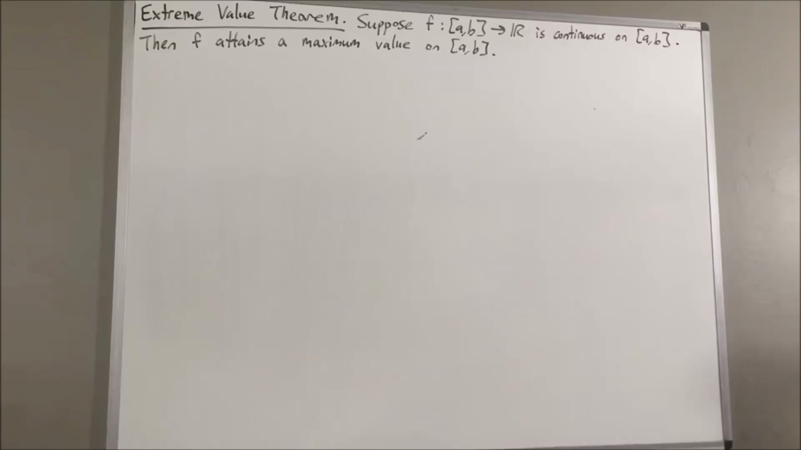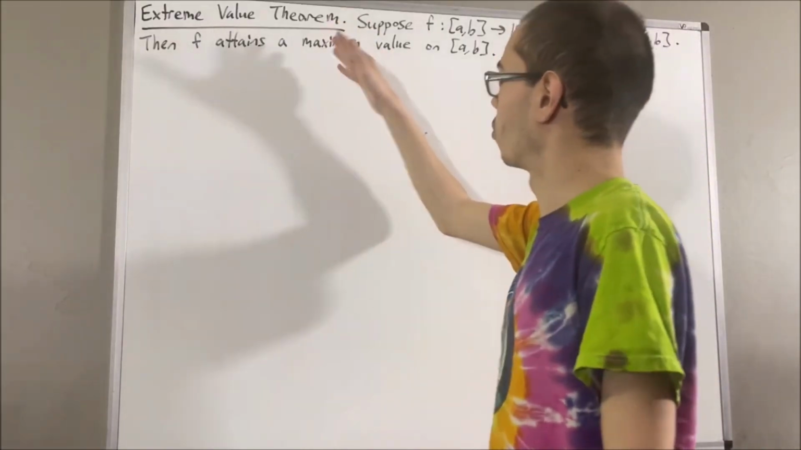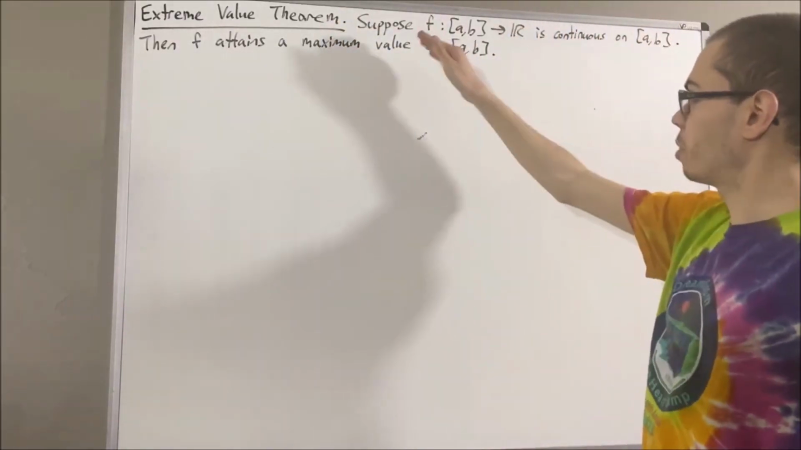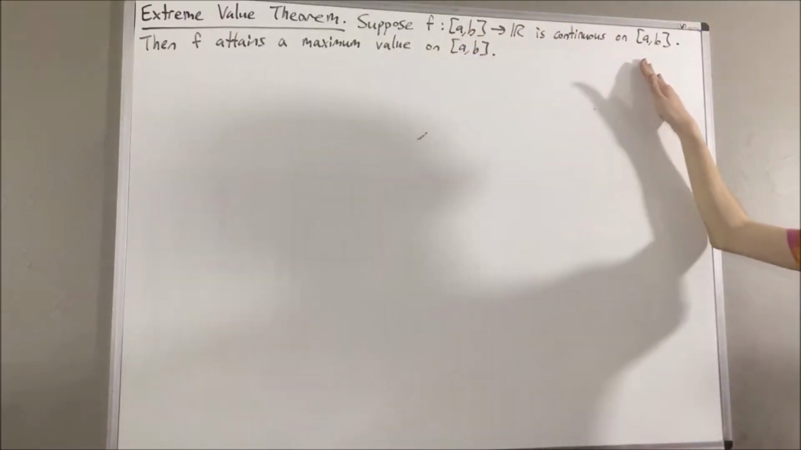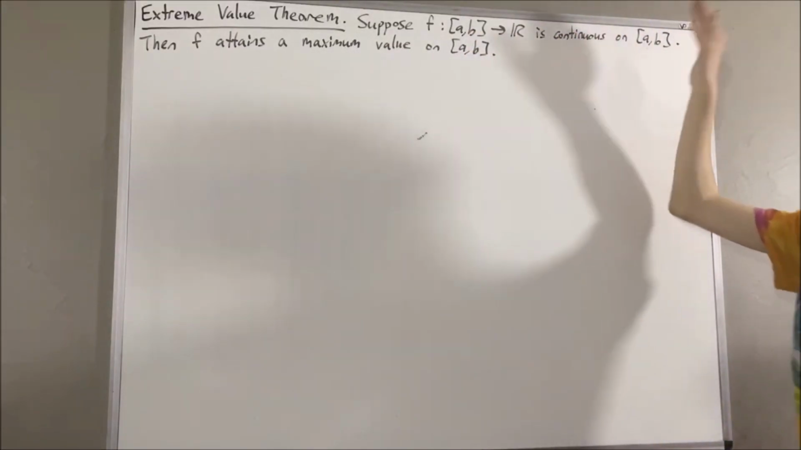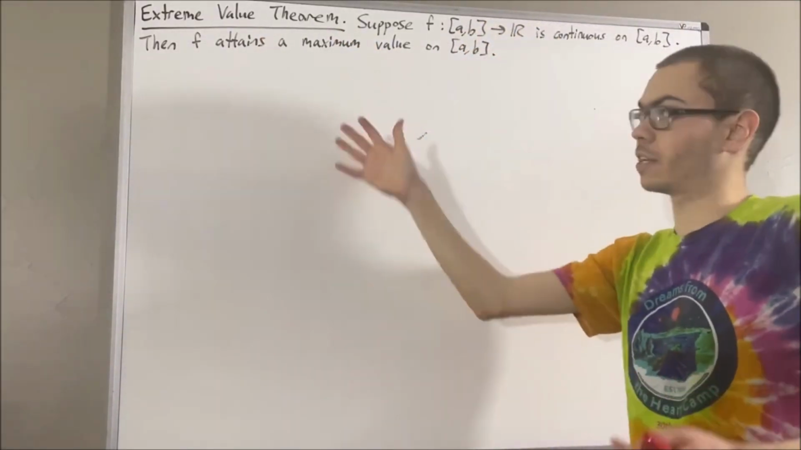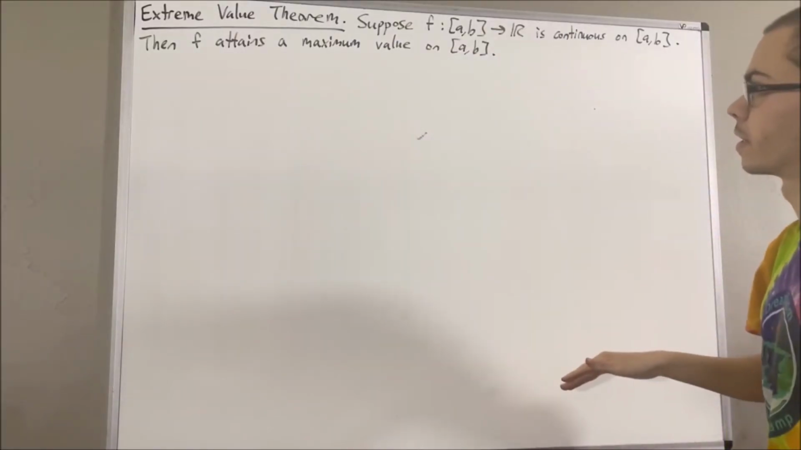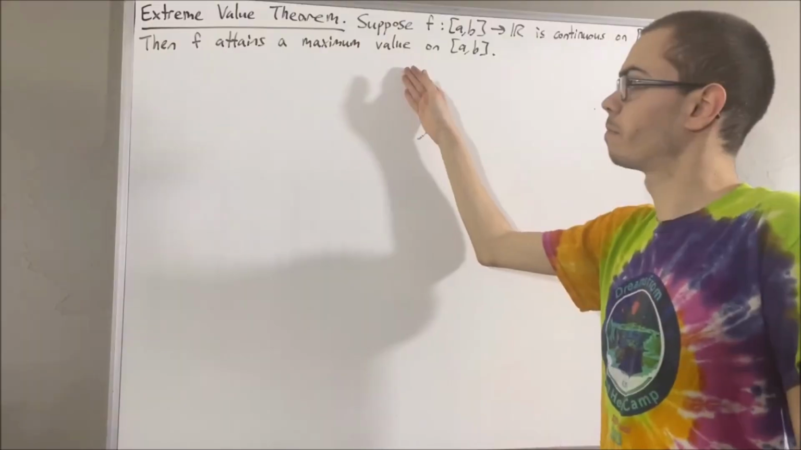Hello! In this video, we are going to prove the extreme value theorem, which says the following. Suppose f is a function from the closed interval [a, b] to R, and f is continuous on [a, b]. Then, f attains a maximum value and a minimum value on [a, b]. Now, in this video, we're only going to prove that f attains a maximum value.